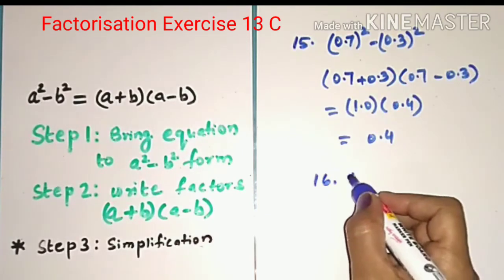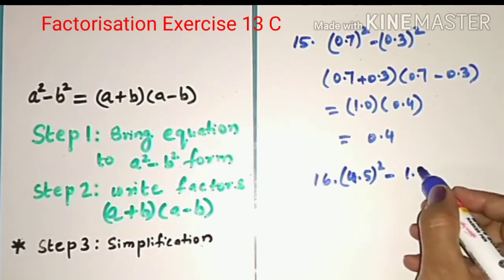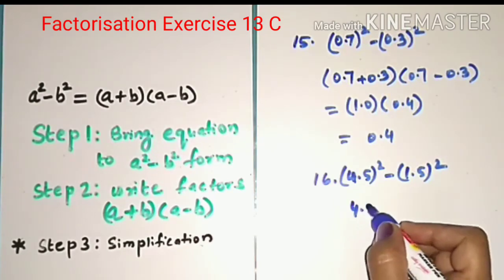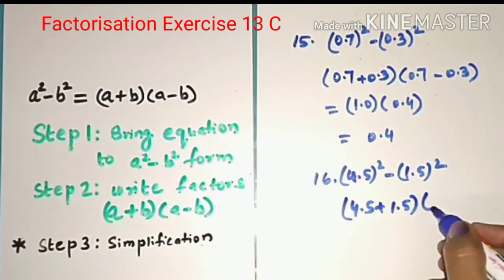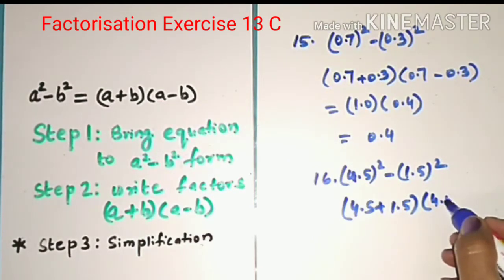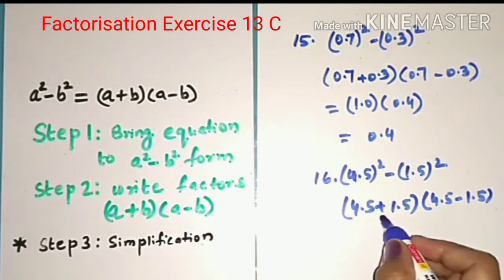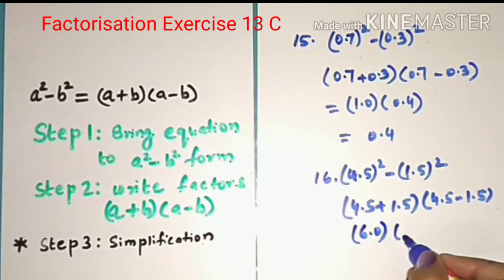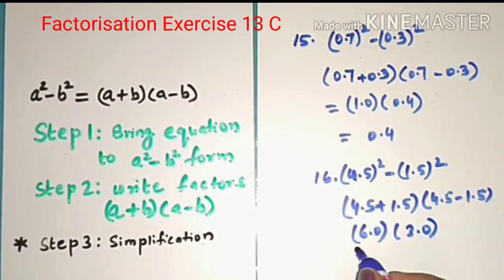We have 4.5 square minus 1.5 square. Already in a square minus b square form, we will write 4.5 plus 1.5 in one bracket, that is our a plus b, and 4.5 minus 1.5 in another bracket, that is our a minus b. 4.5 plus 1.5 is 6 and 4.5 minus 1.5 is 3. So we have 6 3s are 18 is our answer.